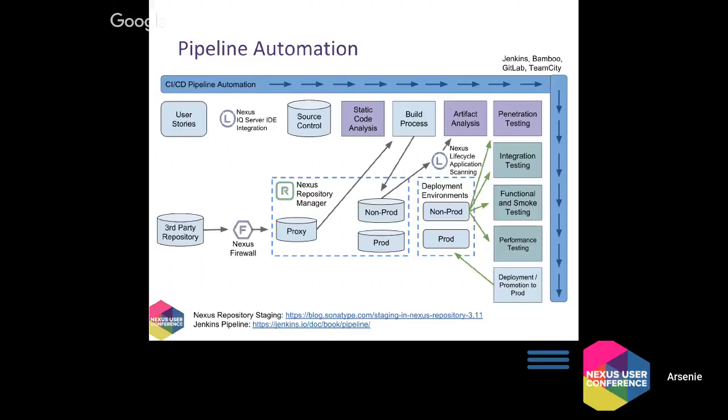So you might have a different environment for penetration testing, a different one for integration testing, functional, and so on. Run those in parallel, summarize the results, and once all of those are complete, tag the artifact saying that all of those tests have been completed, and the next step is to push it into the production environment. So this is the CI/CD pipeline with Sonatype and Nexus platform.